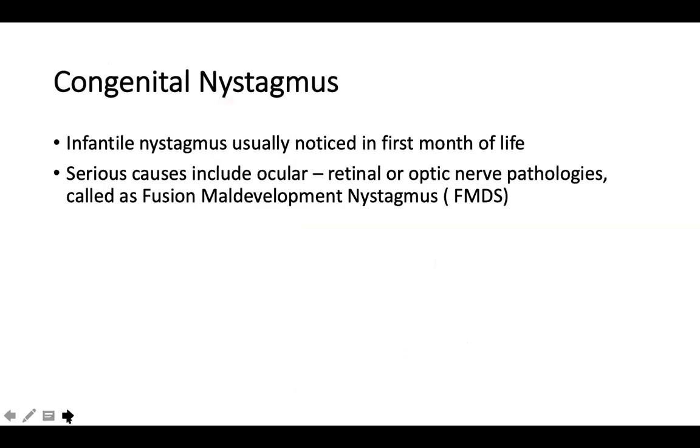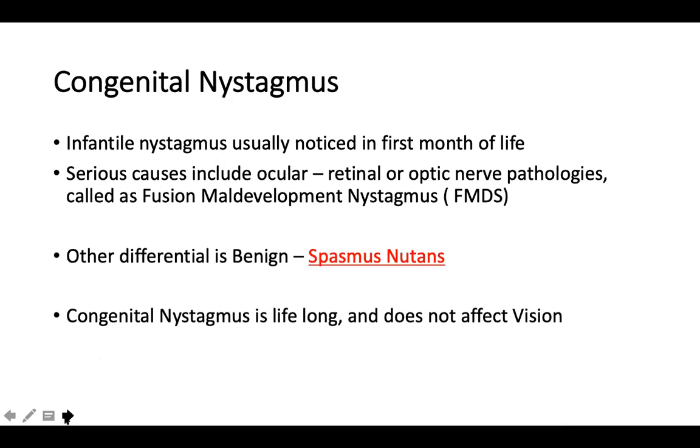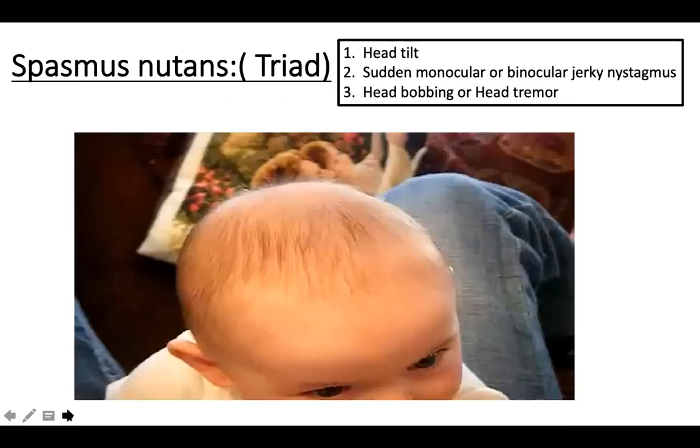It is usually noticed in the first month of life, and the cause is usually ocular. Of course, you need to rule out a retinal pathology like a retinal coloboma or optic nerve hypoplasia. In such a situation, it is called fusion maldevelopment nystagmus. But another benign differential is spasmus nutans, in which the eye movements are also fast, but very episodic. I'll show the video of a spasmus nutans. Congenital nystagmus does not affect the vision.